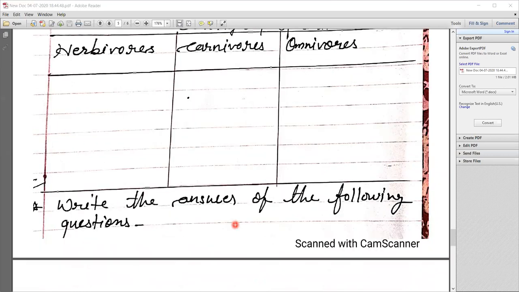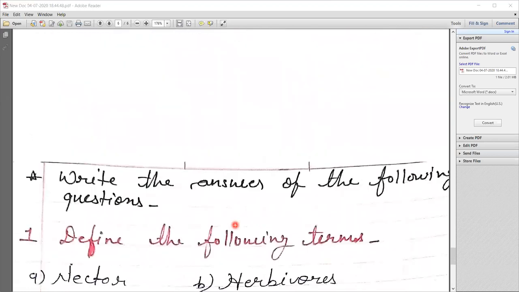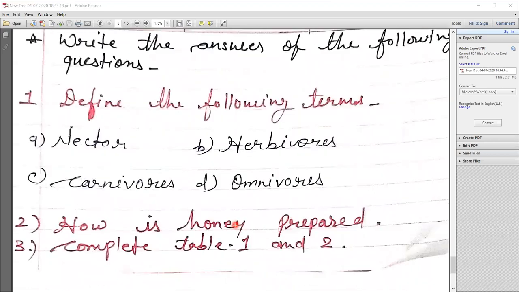Now, this is the time for homework. Write the answers of the following questions. First is, define the following terms: nectar, herbivores, carnivores, and omnivores. In my notes, I have written the definitions of these terms. I have already explained these terms, children. So you have to copy these definitions. You have to write these definitions in your notebook.